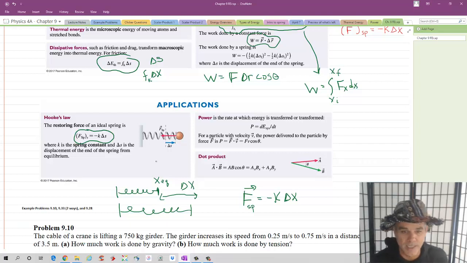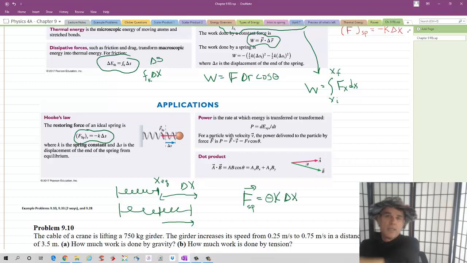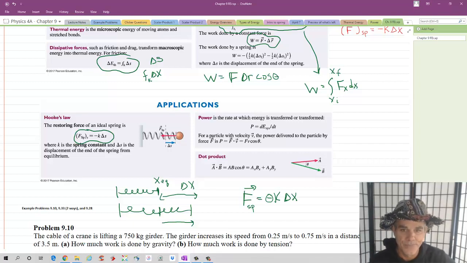But what this means is, in this case, here's my equilibrium position when the spring is not stretched or compressed. If I then stretch the spring a certain distance, this minus sign just indicates that the force the spring is exerting is in the opposite direction of the displacement. I displace the spring to the right, the force is to the left.